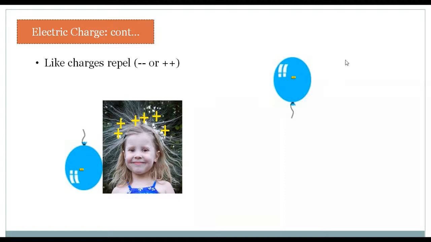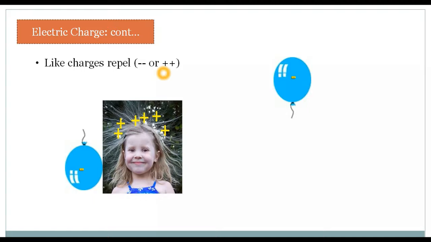Now bring both the balloons near. Both of them have similar charge, that is negative charge. Now when you try to bring the balloons closer, what happens? You will see that the balloons tend to go away from each other. It means they will move away from each other, they will repel. So the balloons repel each other. That is an interesting observation. So this proves that like charges, that means here negative and negative, or you can say positive and positive, always repel each other.